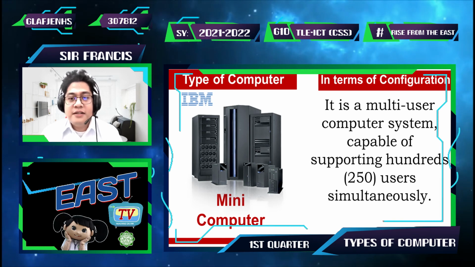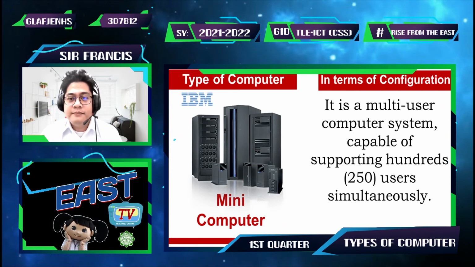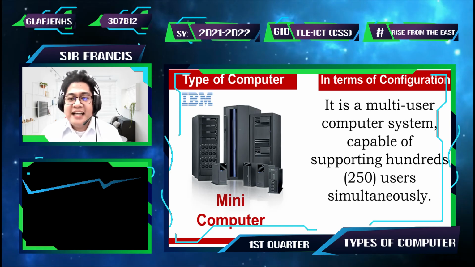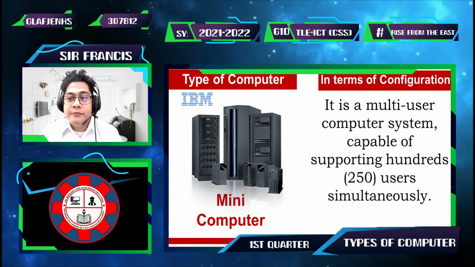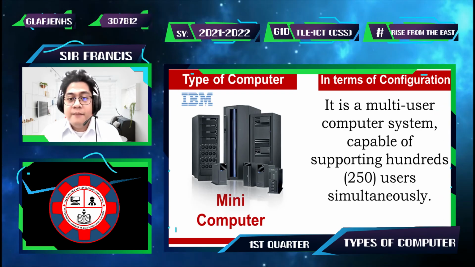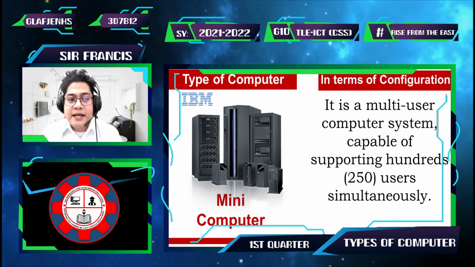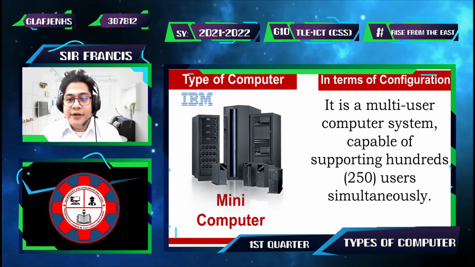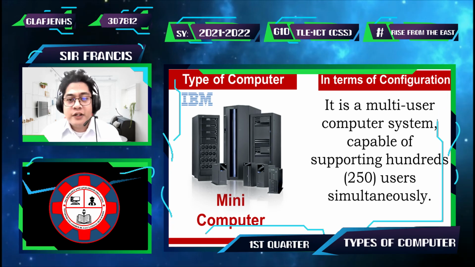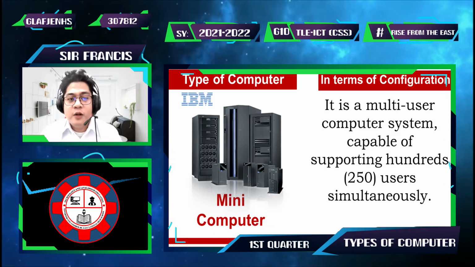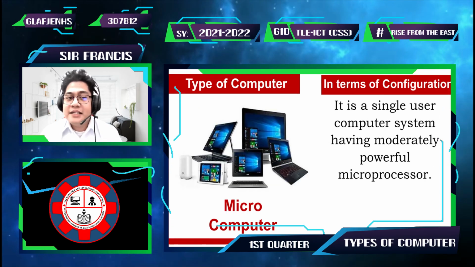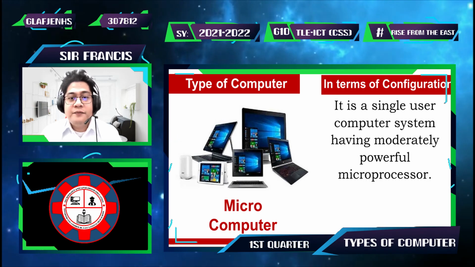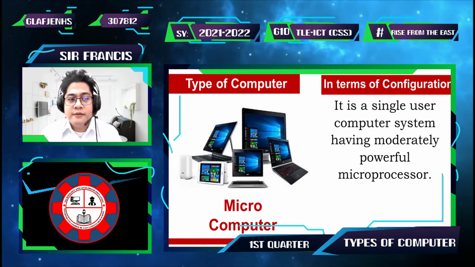It is also known as the mid-range computer. This computer lies between a mainframe and microcomputers in terms of efficiency, speed, cost, and memory. It is used for small database servers and small web servers. The last type of computer in terms of configuration is the microcomputer.